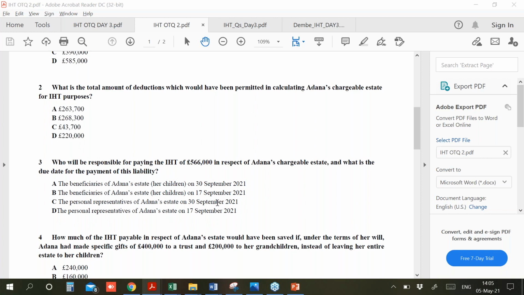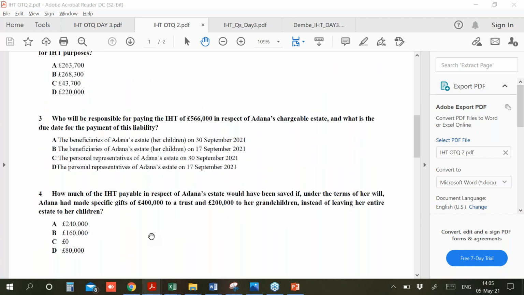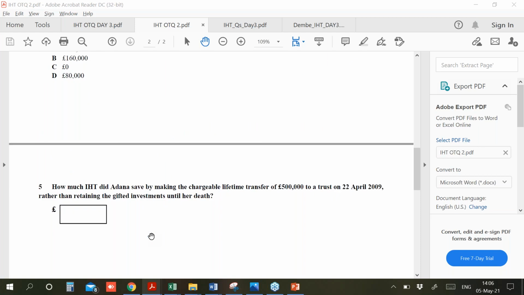Now, how much of the IHT payable in respect of Adana's estate would have been saved under the terms of her will? Adana made specific gifts of 400 to a trust and 200 to her grandchildren instead of leaving her entire estate to the children. So we'll check that by reading the question. Then, how much did Adana save by making a chargeable lifetime transfer of 500,000 to a trust on 22nd April 2009? So these are our requirements. Now we'll be reading the scenario and let's see what the correct options are.